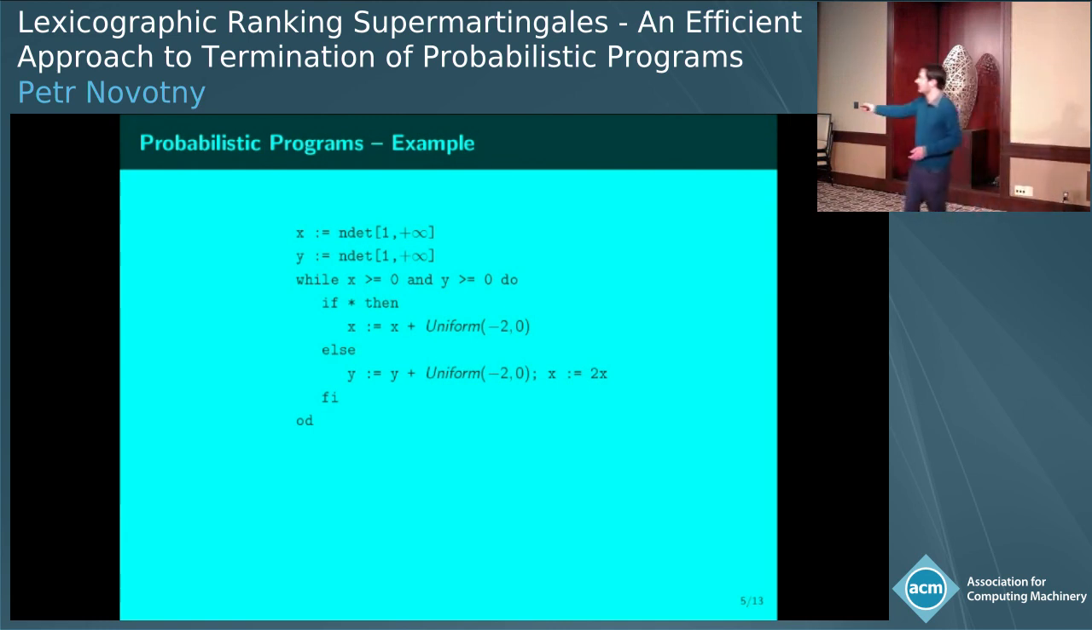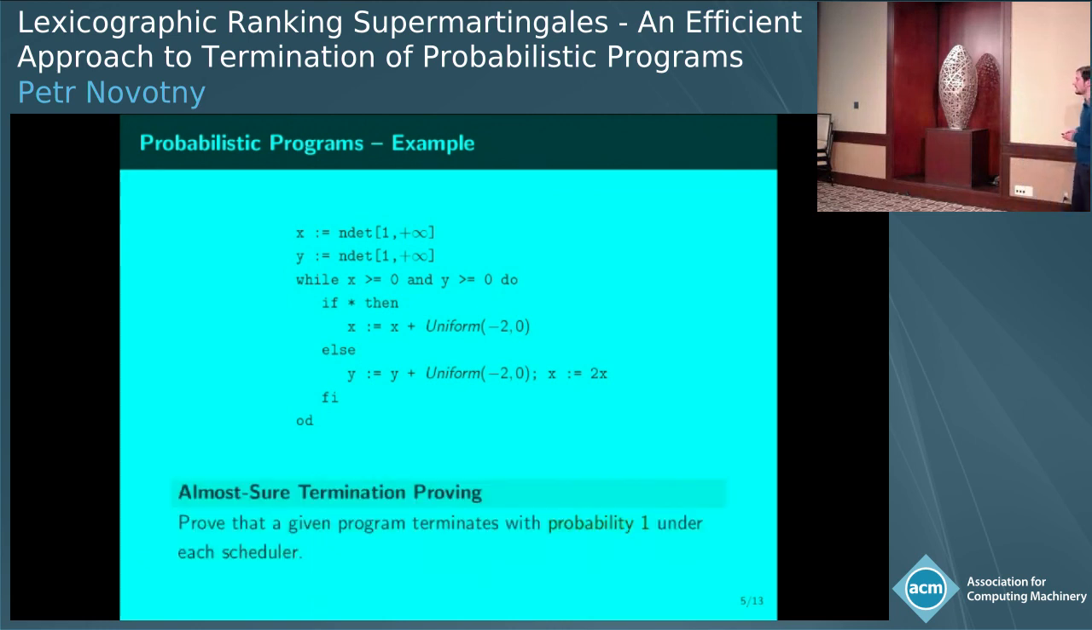We either probabilistically decrease the value of x. Here, the expected magnitude of this decrease is 1. The change is sampled from a uniform distribution over this interval. Or we double the value of x, but in that case, we probabilistically decrease the value of y. So we have some sort of random walk mixed with this non-determinism and something else thrown in.